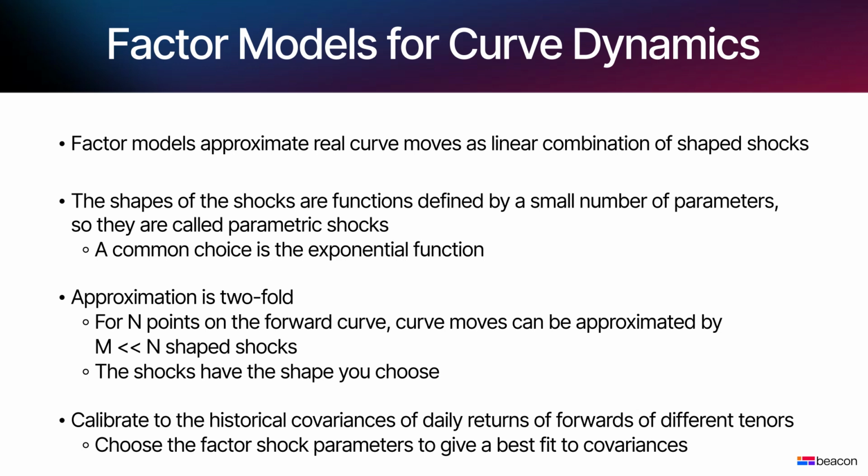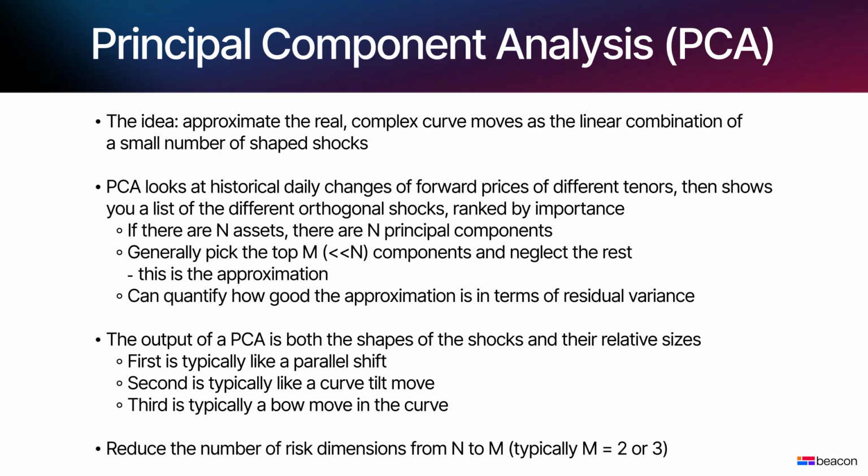In our factor model, though, for a given set of model parameters, the model will also tell you what it thinks that covariance matrix should be, the model covariance matrix. And then calibration for the model involves finding the set of model parameters where the model covariance matrix is as close as possible to the historical covariance matrix. So that's factor models.